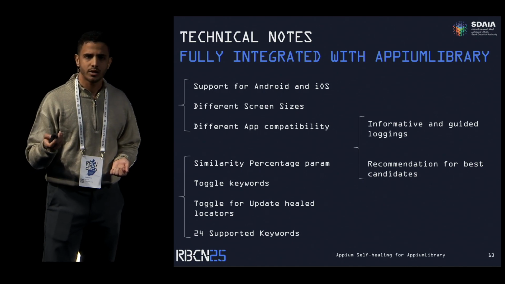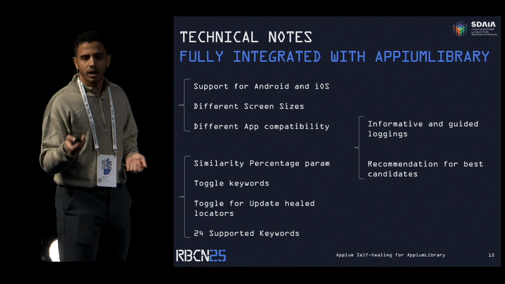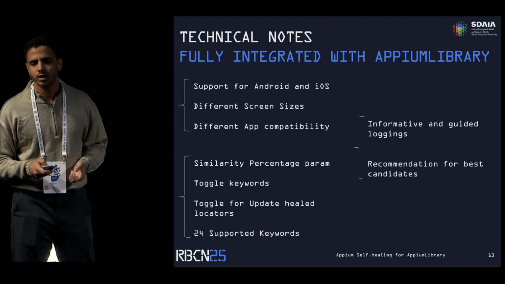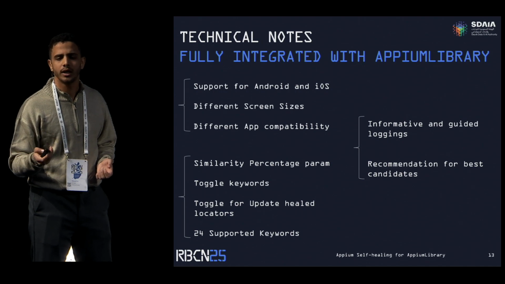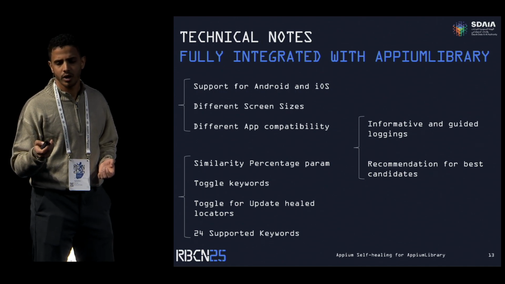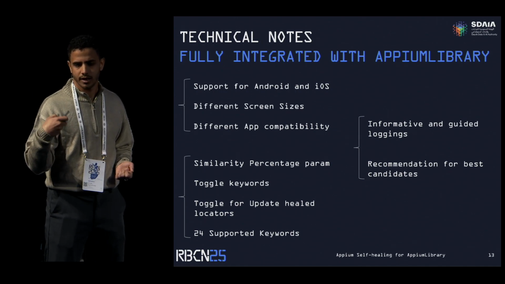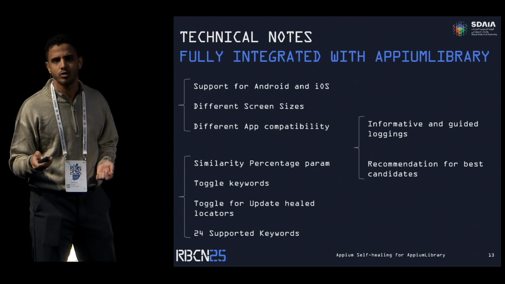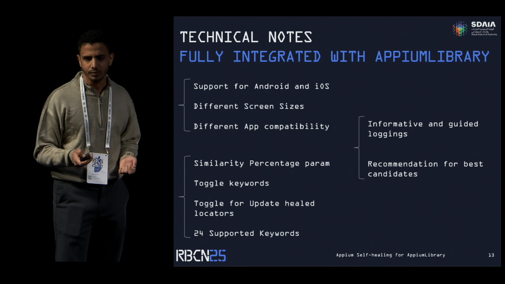Also, we have a recommendation strategy, as mentioned. If the suggested element is below our threshold, you will get it in the log file, the suggested new element and also with what percentage. So you might decrease your similarity percentage with it.